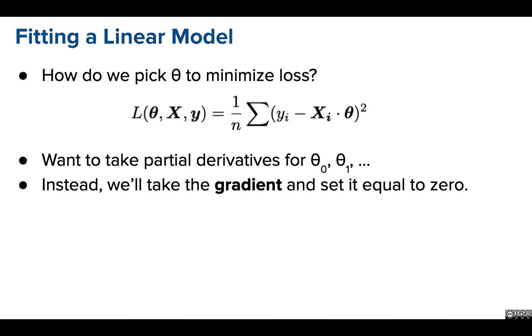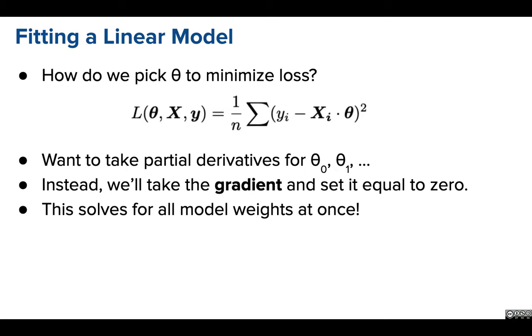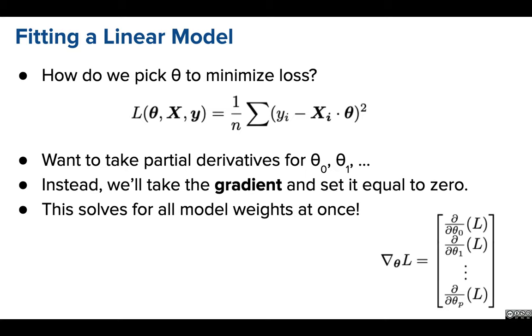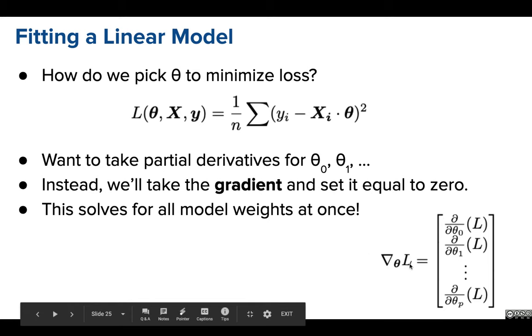So what we'll do instead is take the gradient and set it equal to 0, which solves for all the model weights at once. And if you remember, the gradient of a function L is the partial derivative of L for every element of the vector you're taking the gradient for. Okay, so the gradient of L with respect to the vector theta has one element for every element in theta. In other words, if theta is p by 1, so p rows and 1 column, the gradient of L will be p rows and 1 column. There are p rows in this vector.